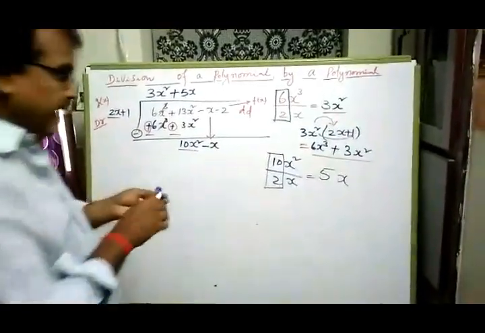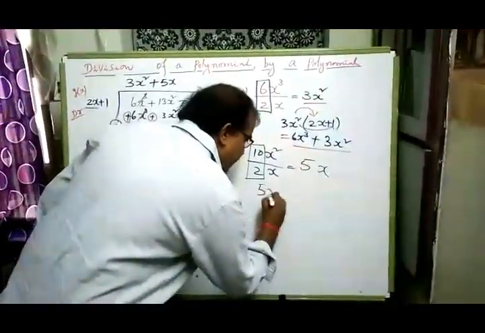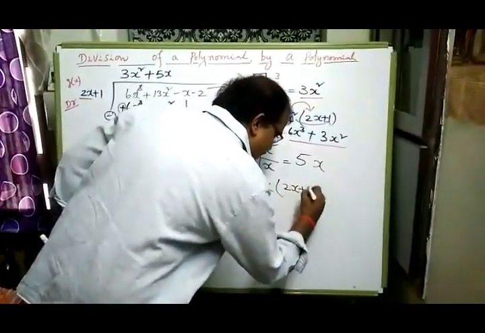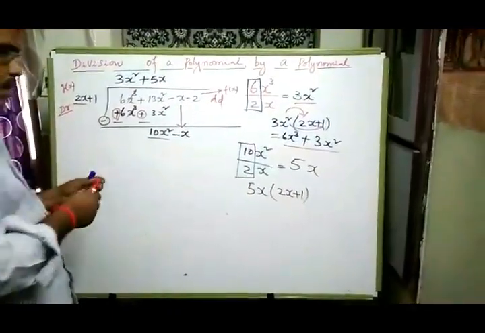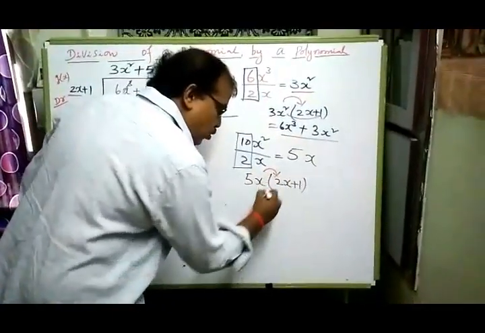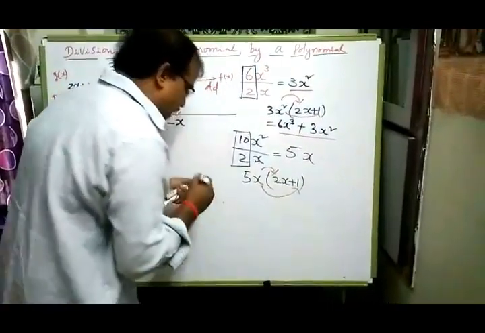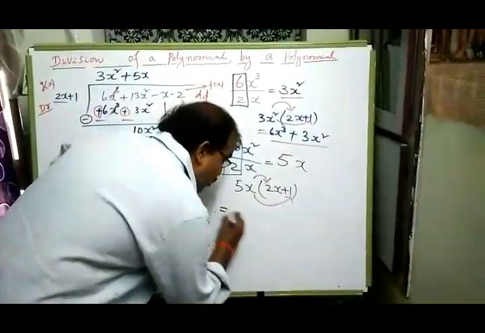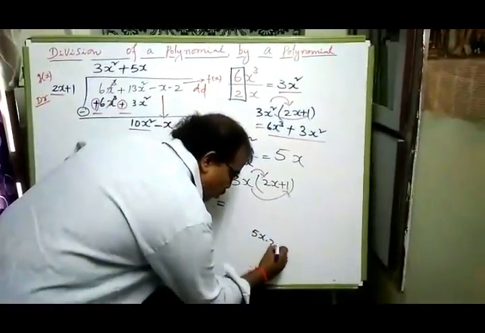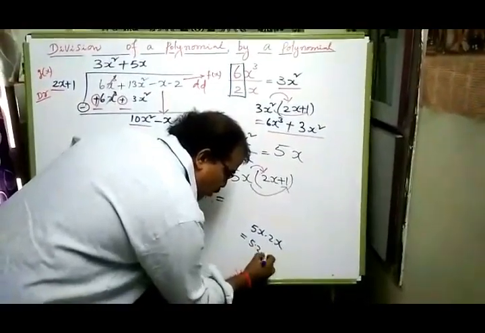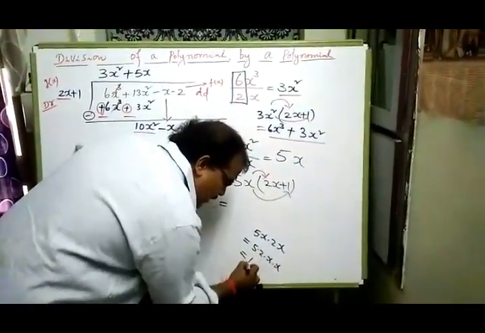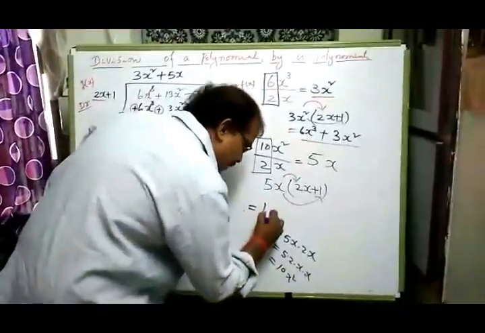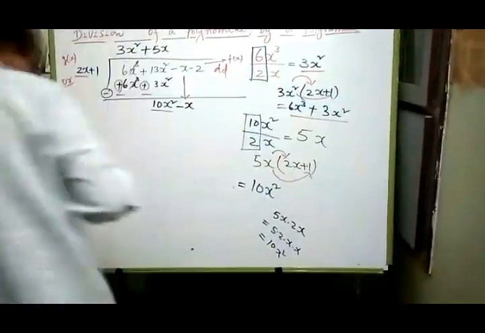Now multiply this partial quotient into the divisor. What is the divisor? 2x plus 1. How to multiply 5x into 2x plus 5x into 1? First 5x into 2x, that is 5 into 2 into x into x. 5 2s are 10, x into x is x square. So 10x square.